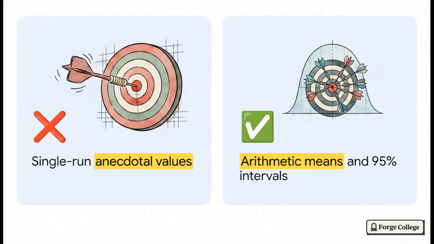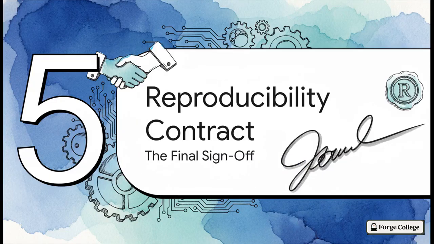Once you run those tests, and by the way, you need to do at least 30 repetitions for a proper statistical sample, we have to apply strict statistical discipline to the analysis. Do not, I repeat, do not rely solely on single run values to make your claims. A single run is literally just an anecdote. You absolutely must record the arithmetic means and the 95% confidence intervals. If you're going to stand there and claim a deterministic advantage for one chain over another, you have to report the actual effect sizes. And that brings us to Section 5, the reproducibility contract, our final sign-off.